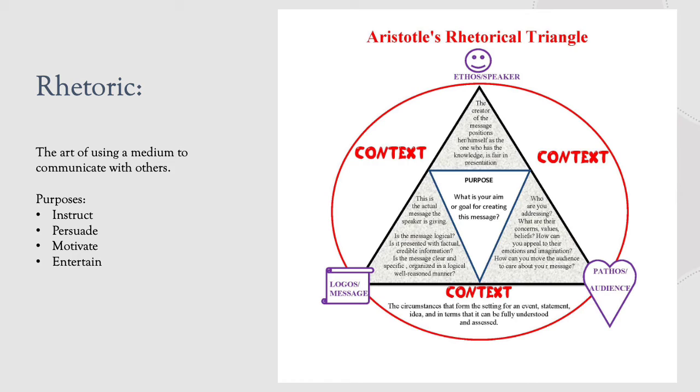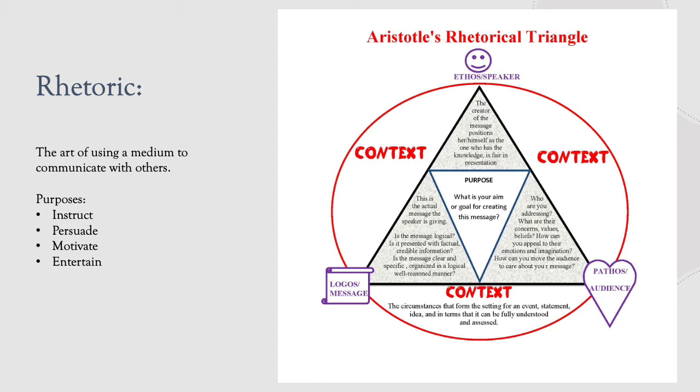And the third part of the triangle is pathos, or audience. So who are we communicating with? What are their needs? What are their expectations? And pathos actually comes from the Greek word, or as the root of the English word, of pathetic, which at its root doesn't have a negative connotation. But what it just really means is it's based in emotion.